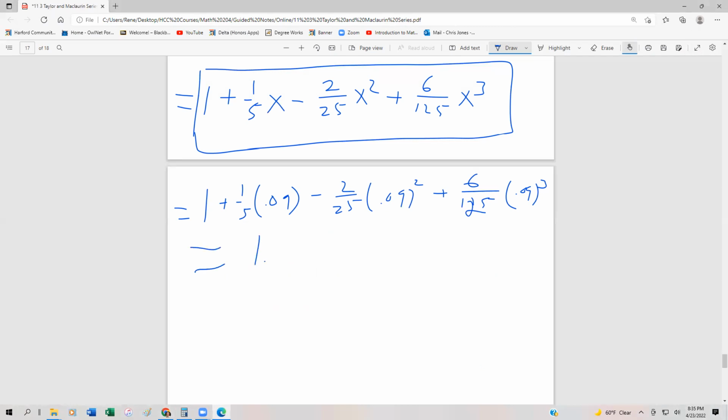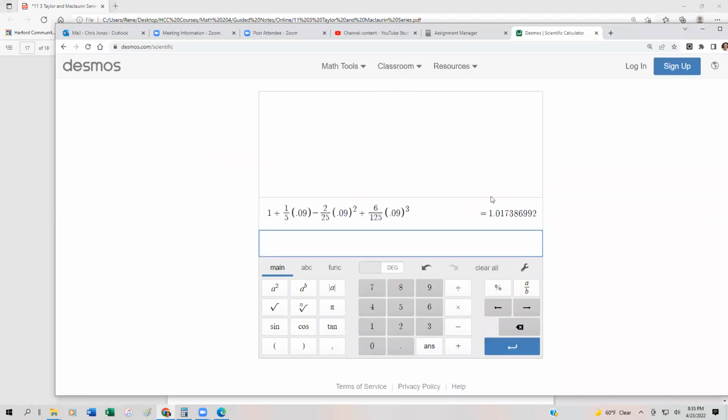So that's going to be the series approximation, 1.017386992. That's what Desmos gives us. Now let's see what the actual answer is. So if I took 1.09, and let me clear that out, sorry. I'm going to do the nth root, the 5th root of 1.09. Let's see how close it gets us. Pretty darn close. It looks like it's good to the tenths, hundredths, thousandths, 10,000ths, 100,000ths place. So that's pretty accurate using our 3rd degree Taylor polynomial.